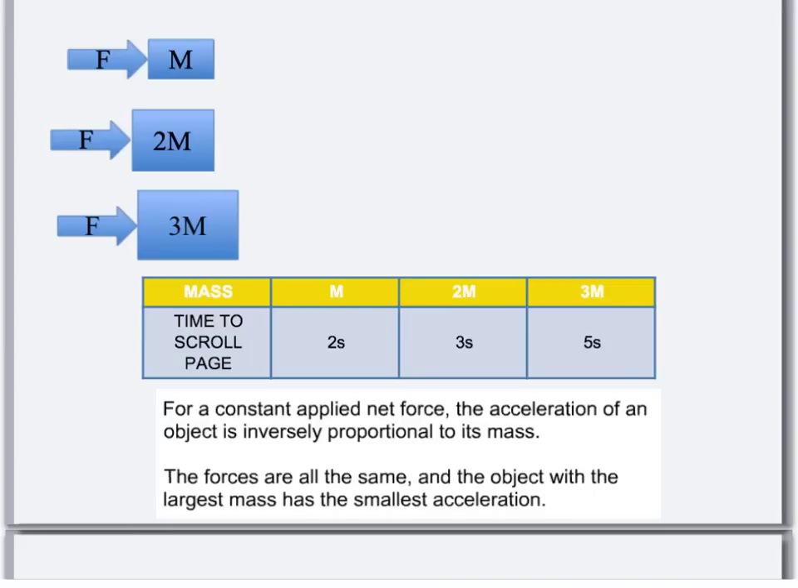Now, the purpose of this slide is to demonstrate that if your force is constant, as it is here, so same amount of force applied, an increase in the mass will cause a decrease in acceleration. So the one with the most mass, so the one with a high mass, will have a low acceleration. And of course, the opposite is also true. A decrease in the mass will cause an increase in the acceleration as long as the force is constant.